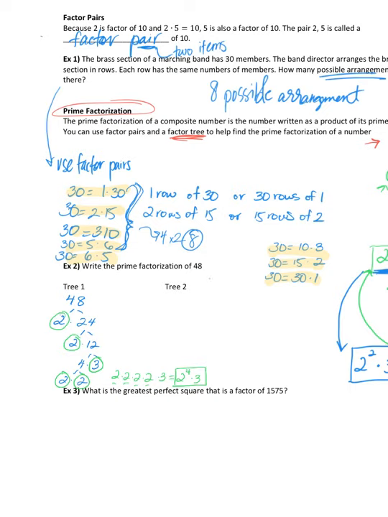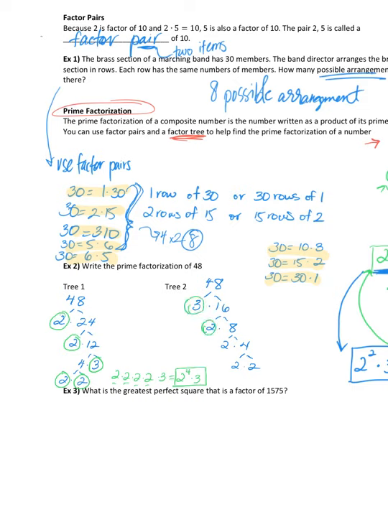So we don't have to start with 2 times 24. We could do 3 times 16. Okay, so we have 3's done. 16 can be broken down to 2 times 8. And 8 can become 2 times 4. And then we're left with 4 to be 2 times 2. So we go back, circle what we have.